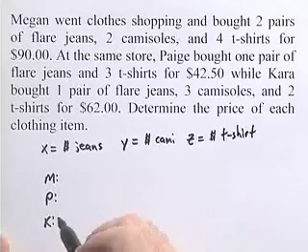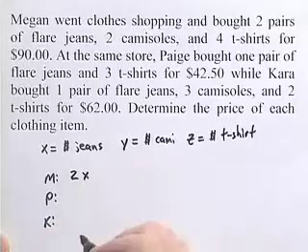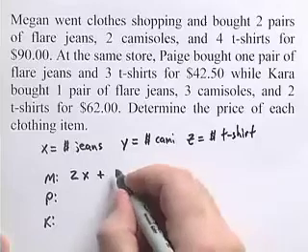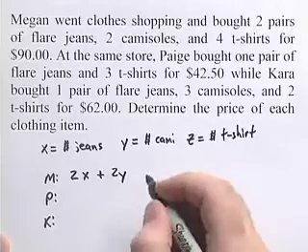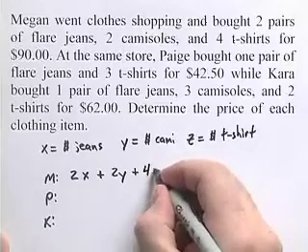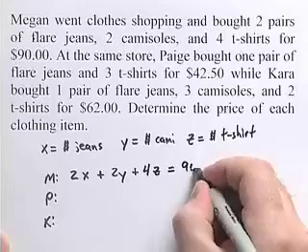We know that Megan bought 2 pairs of flare jeans, so she spent $2X on flare jeans, plus she bought 2 camis, so she spent $2Y on camis, plus she bought 4 t-shirts, so she spent $4Z on t-shirts, for a total of $90.